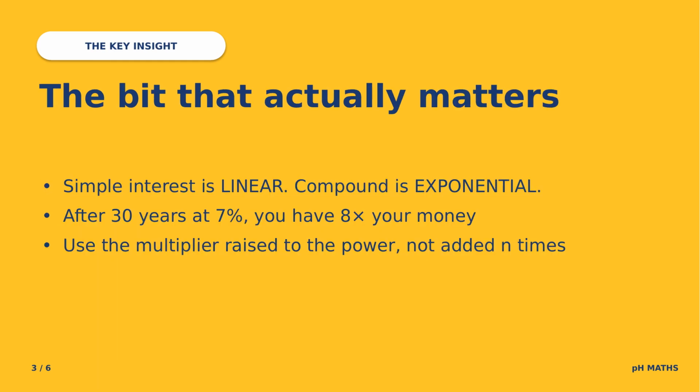Here's the key insight. Simple interest is linear. You earn the same amount every year. Compound is exponential. Each year you earn slightly more than the last. After 30 years at 7%, you have roughly 8 times your money. Use the multiplier raised to the power. Don't add R% to the original n times. That just gives you simple interest, which is the wrong answer.